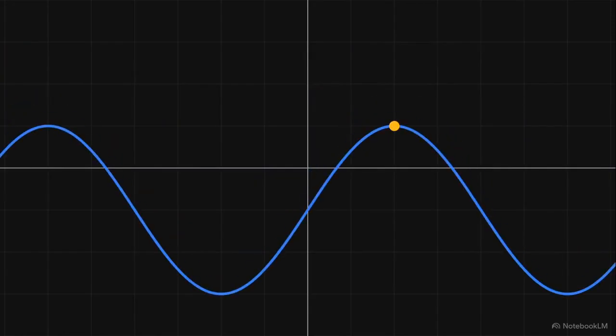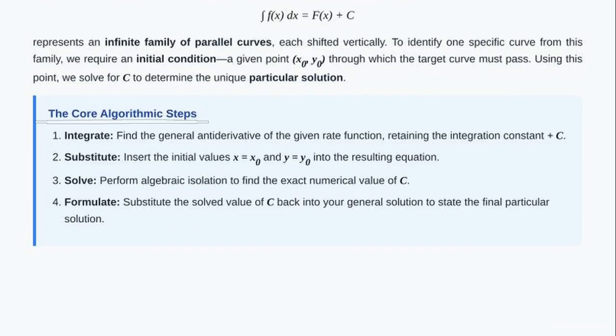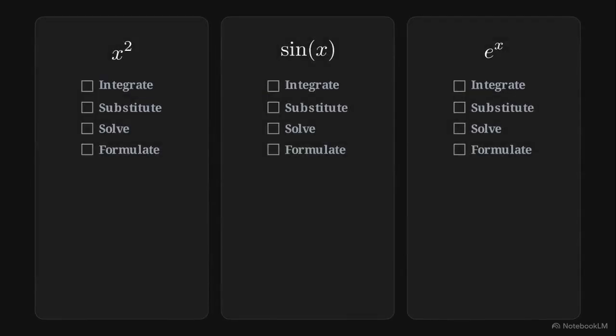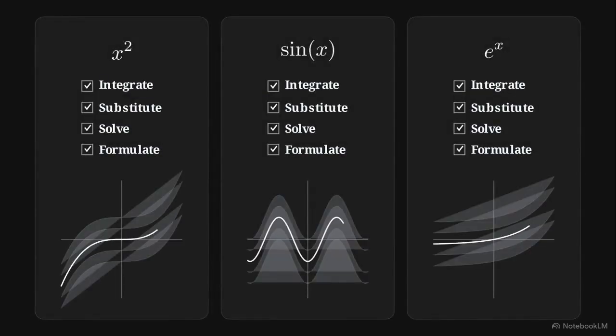You now have the exact sequence required to take a raw rate of change, combine it with a single coordinate, and build a precise mathematical model. The process relies entirely on this 4-step sequence: integrate, substitute, solve, and formulate. Keep your focus tight. Do not drop the constant in step 1 and explicitly write out the final equation in step 4. As you move forward, practice running this identical framework on more complex trigonometric and exponential rates of change. The steps will never vary.